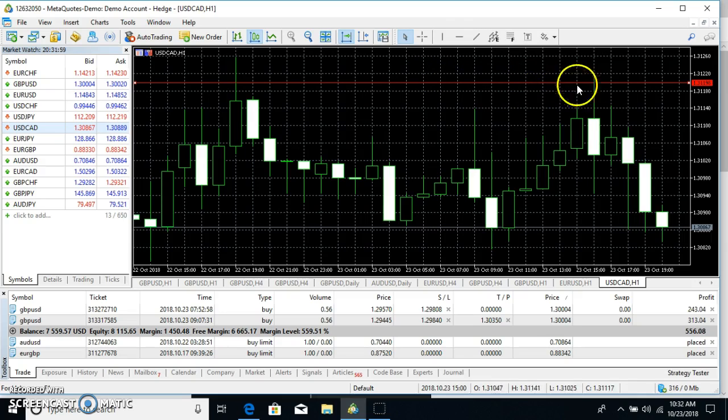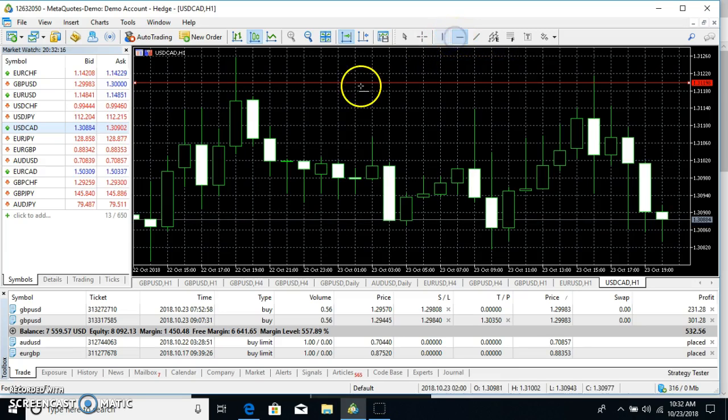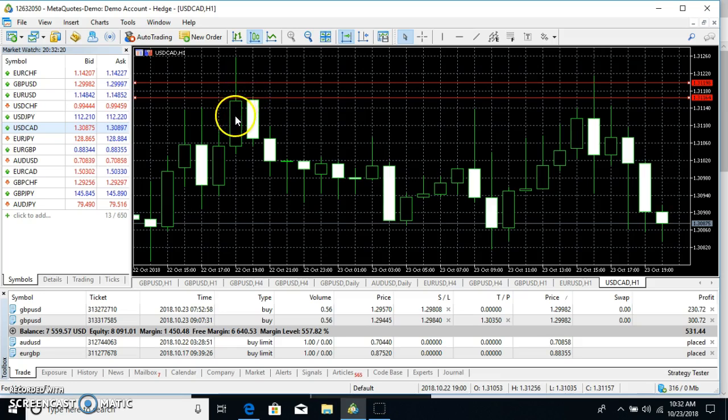Great to get in around this area. From here, if I would have seen it going up, I probably would have put a pending order right here. Because if you look at it, this is where it went up to. Even though it went over, this is where the body stopped. So this is the real resistance.